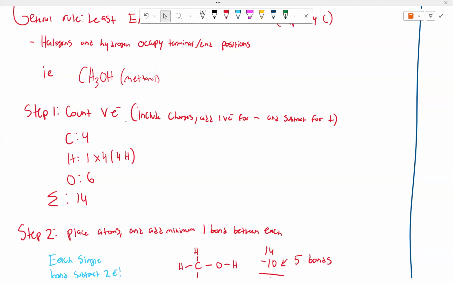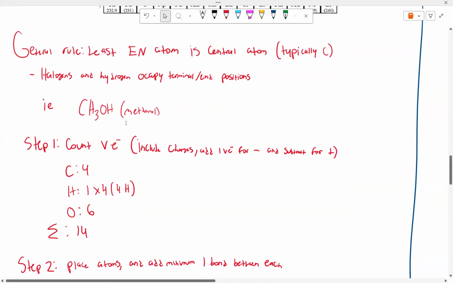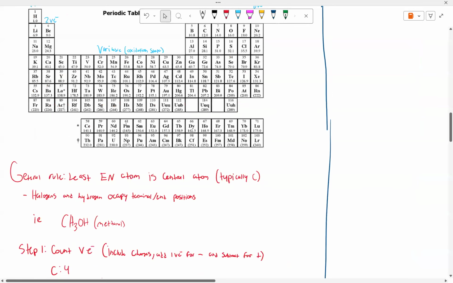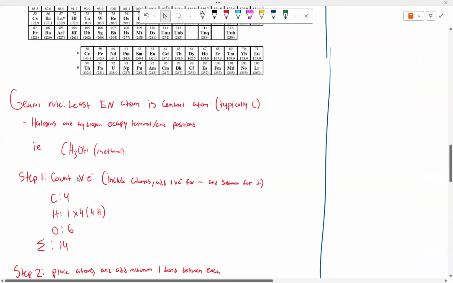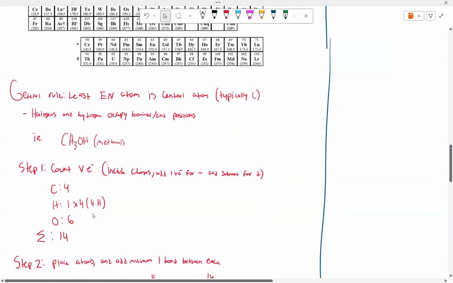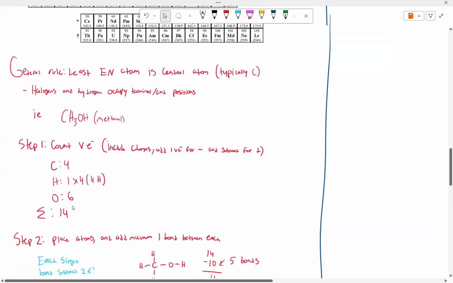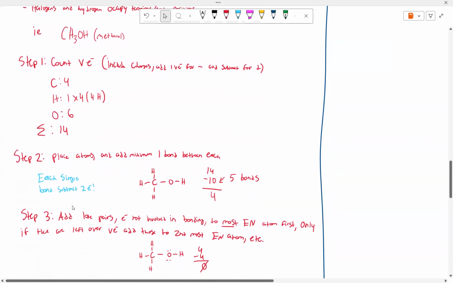In forming your Lewis structure, over here I have carbon. If you scroll up, carbon has four valence electrons, hydrogen has one valence electron, which we'll count as one, and oxygen has six. So that's one carbon, four, four hydrogens, four, and six. That is a total of 14.